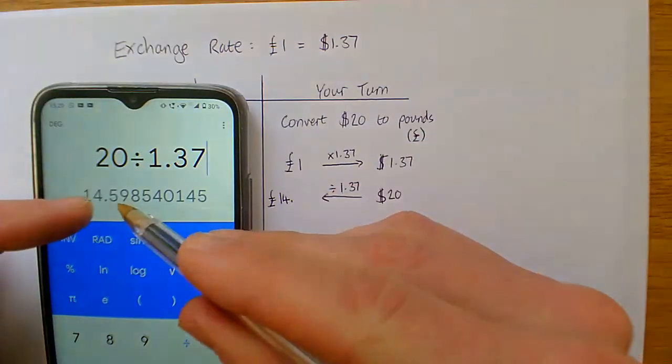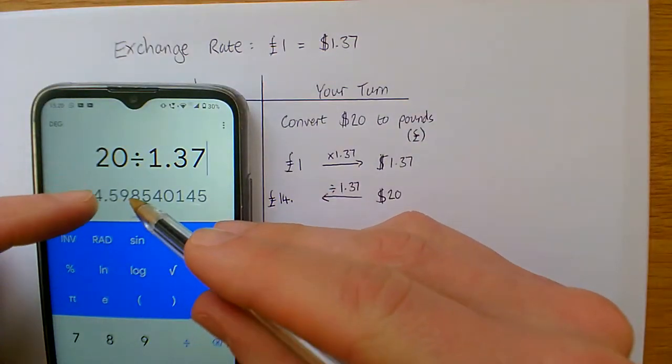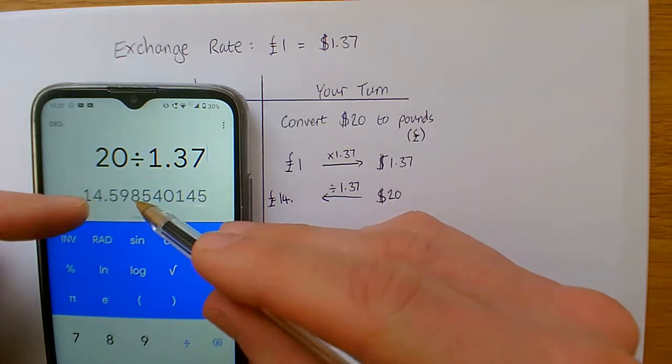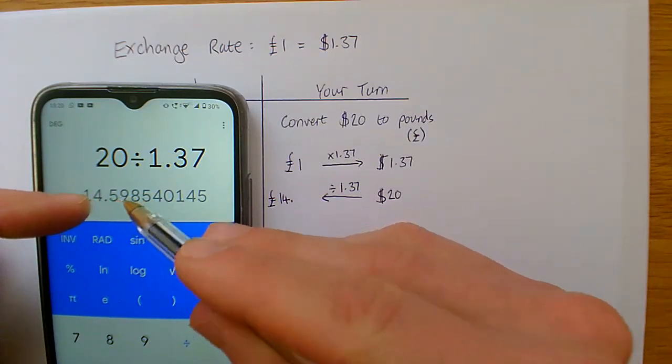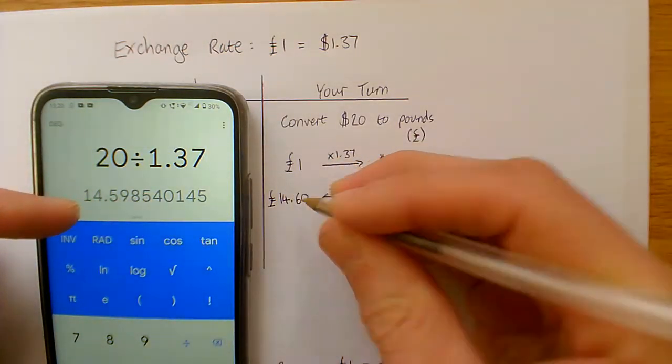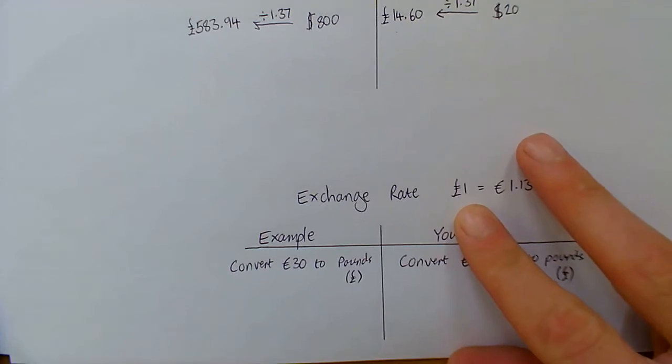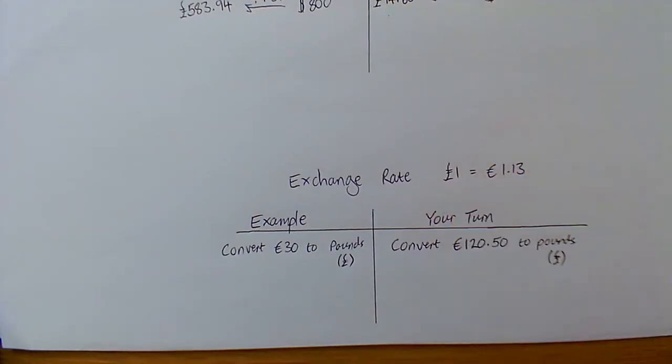Now, if you wrote down 59 for your answer, you've got the right answer. You just have to think about your rounding because the next digit was 8. So 59 rounds up to 60 pence. So £14 and 60 pence. Great. Now, do one more of those just so you've got 2 examples to work with.